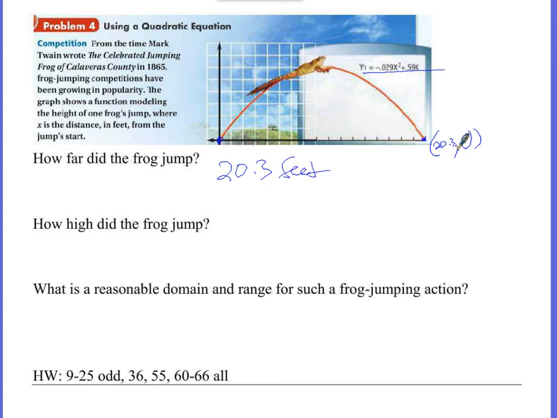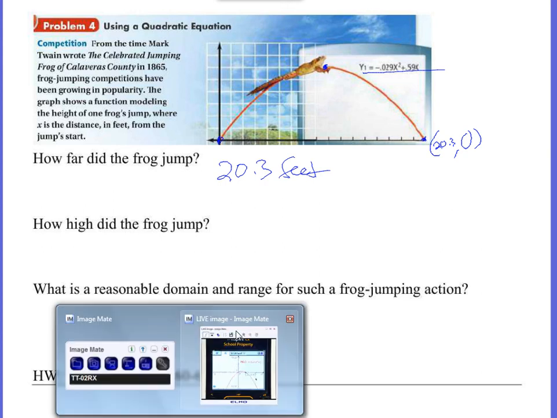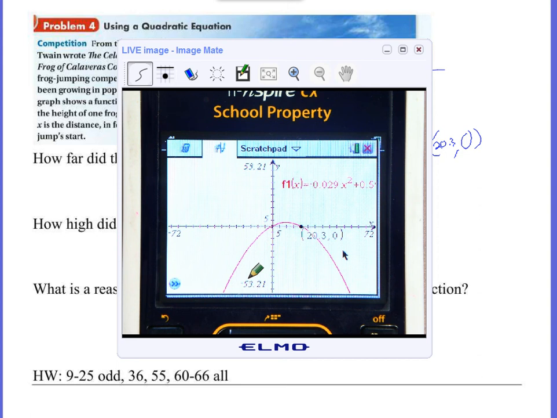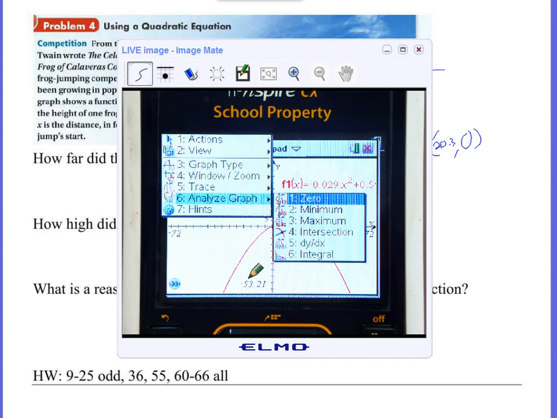That's pretty far. Now, how high did the frog jump? How high the frog jumped? Maximum and minimum, yeah. The height of the frog is right here, the highest part of the frog. So what do I need to do? Meaning, find what part of this graph? Yeah, we're looking for the vertex. So, go back to the calculator. And this time we're going to analyze what?